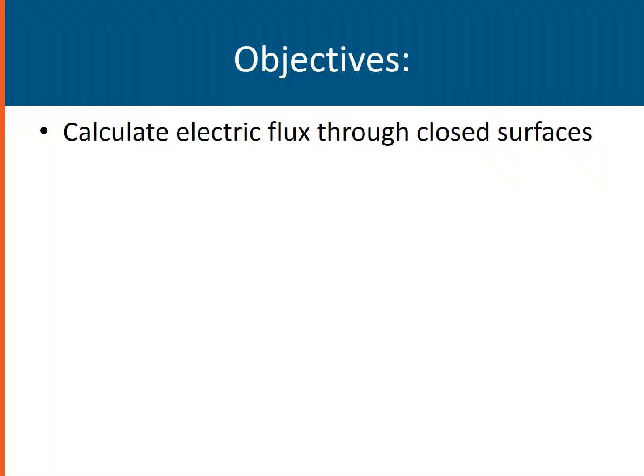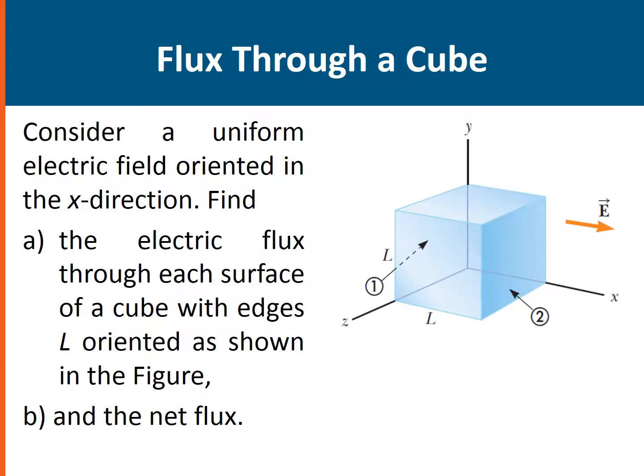In this tutorial, we're going to calculate the electric flux through closed surfaces. Here is a sample problem, flux through a cube. Consider a uniform electric field oriented in the z direction. Find A, the electric flux through each surface of a cube with edges L oriented as shown in the figure, and B, find the net electric flux.